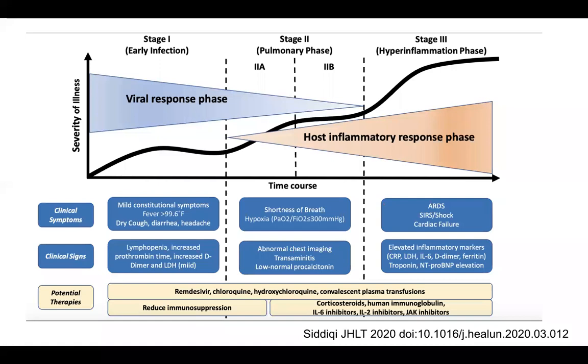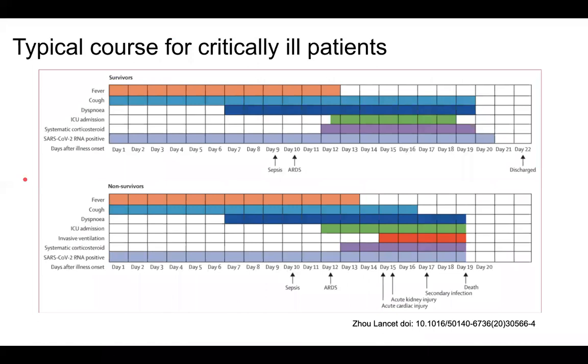Next slide, please. So this is from a paper published in The Lancet earlier this month, and it reported on 191 critically ill patients in Wuhan. So all these patients were critically ill. We thought that this figure nicely showed the typical disease course for those who survived and those who died.